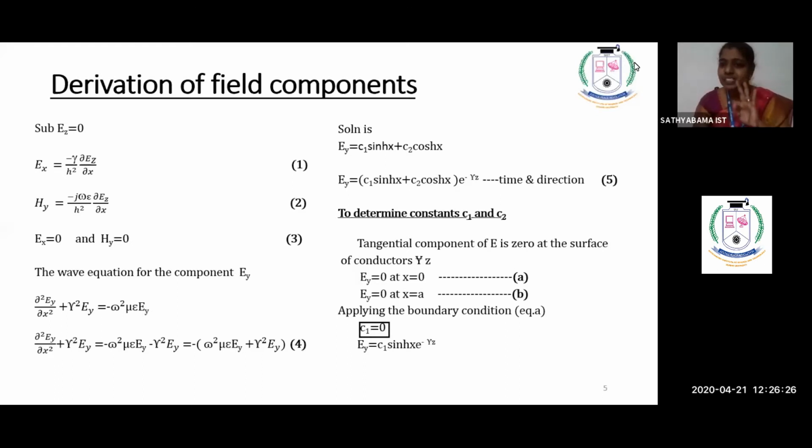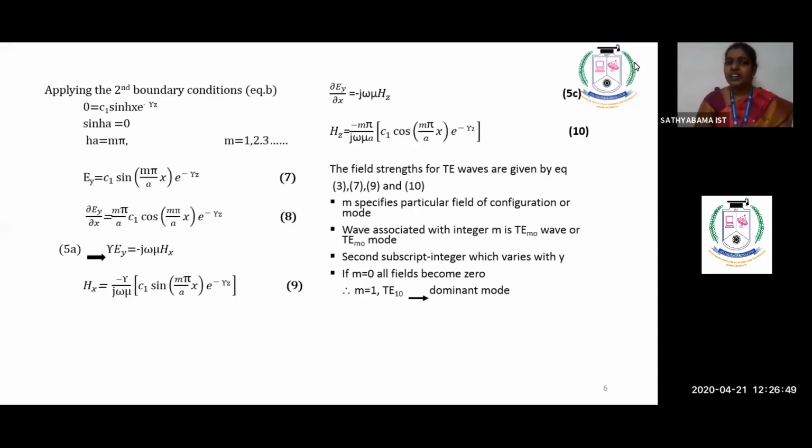The 3 components that do not exist are Ez0, Ex0, Hy0. So what was given in your hand? Find the remaining 3 components. The remaining 3 components were Ey, your Hx and your Hz. So that is what we did. We found out the solution. We found out the arbitrary constant, substituted it in the proper equation, and we got the needed 3 components, that is your Ey, Hx and your Hz.